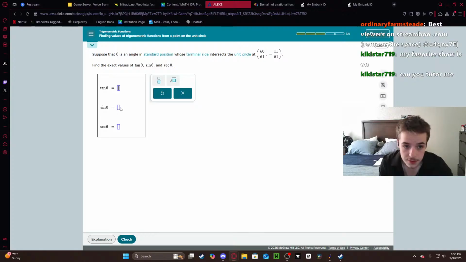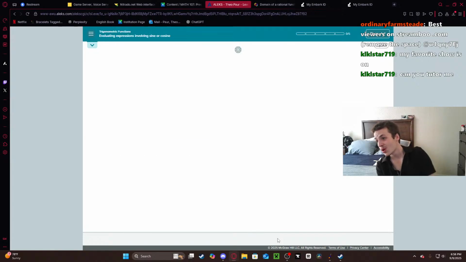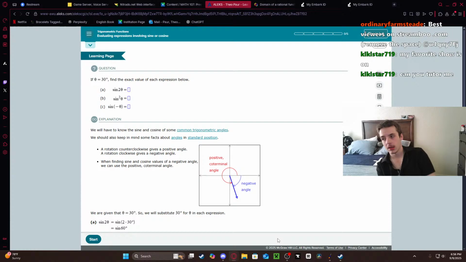Okay, oh jeez. Negative 11 divided by 61 for the sine tells us that would be 61 divided by 60 for the secant, opposite of the cosine, which is this one. Tangent is this one over this one, which gets us negative 11/60. Check. Cool. Told you, dude. Trig is easy. If you struggle on trig, you're an idiot. I'm kidding. I used to struggle on trig, so I can say that.